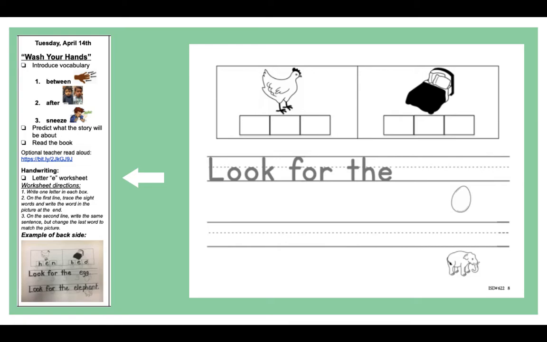Next, it wants you to write two sentences. The first one says, look for the egg. Egg. That's the word you're going to stretch out. Then the next sentence it wants you to write is, look for the elephant. Elephant. Do your kindergarten best, Kinder friends.